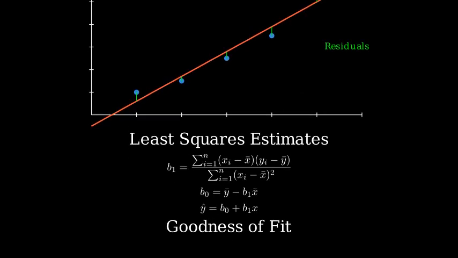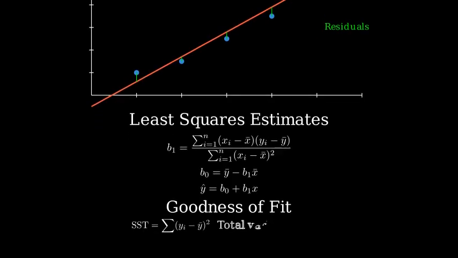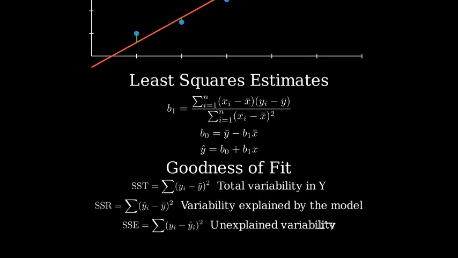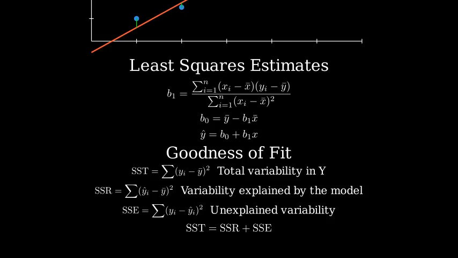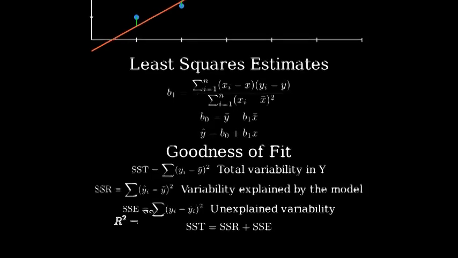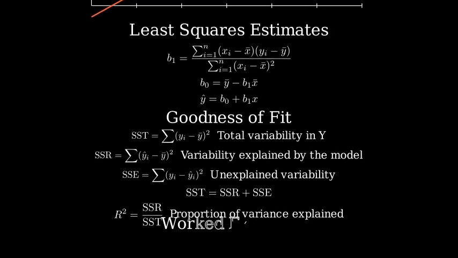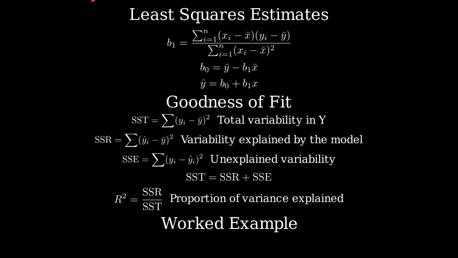To evaluate how well our model fits the data, we use several measures. These include the total sum of squares, or SST, which measures total variability in y, the regression sum of squares, or SSR, which measures variability explained by the model, and the error sum of squares, or SSE, which measures unexplained variability. These satisfy the relation SST equals SSR plus SSE. Finally, the coefficient of determination, R squared, equals SSR divided by SST, representing the proportion of variance in y explained by x. Now, let's work through a detailed example of simple linear regression.